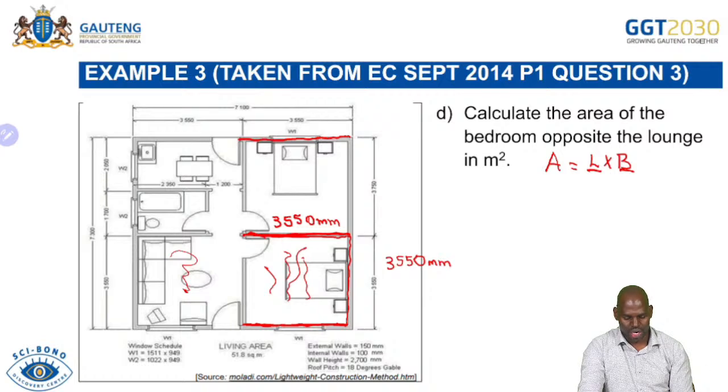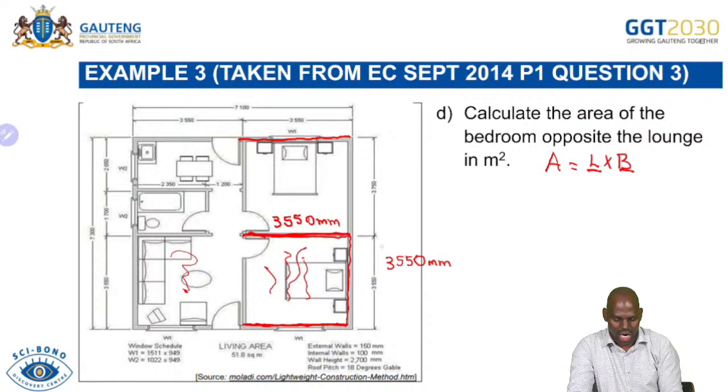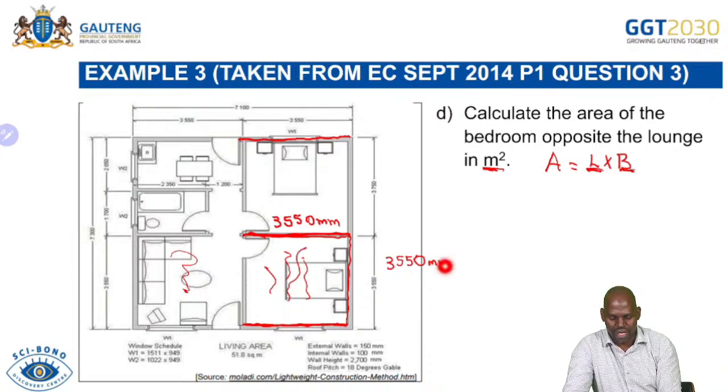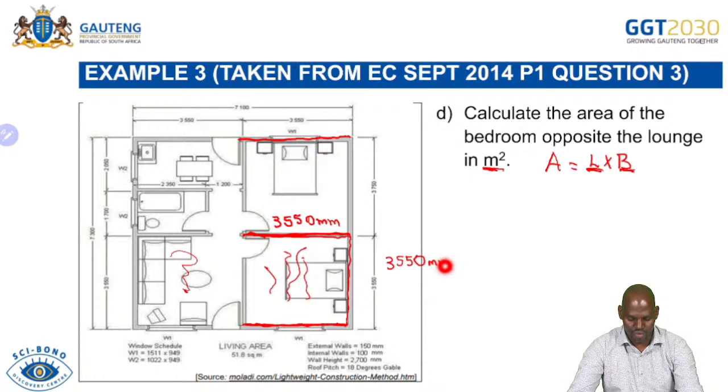Okay, now we know the length and the breadth. Boys and girls, from the beginning, you could see that the shape looked more or less like a square, but we had to be sure by looking at the dimensions. So in this case, we can see that this is 3,550 and this one is 3,550. So it means the length and the breadth are equal. Now, this is very, very important because they say our answer must be in meter squared. In order for the answer to be in meter squared, it means our length and breadth must be in meters. We need to do the conversion.